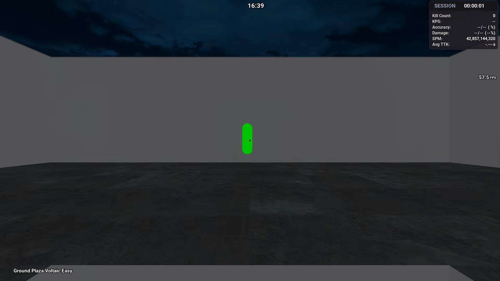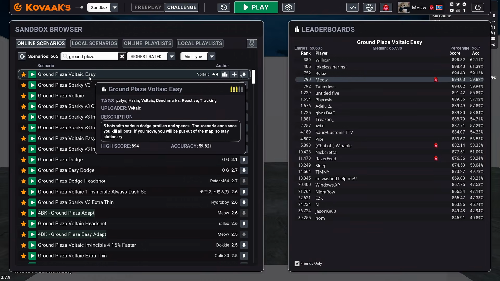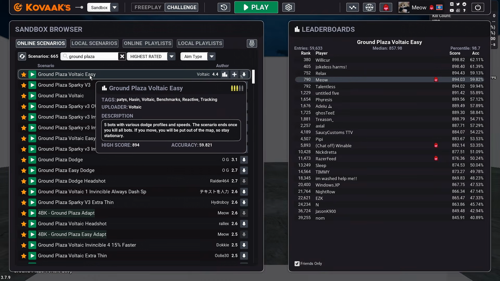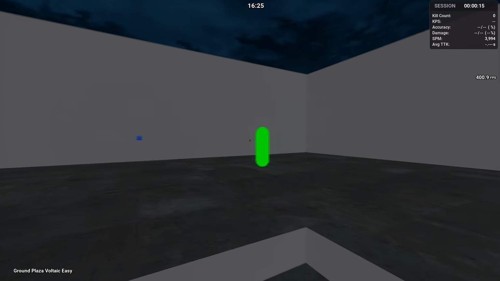Another thing I see is this. Now, you might be a little scared because you see at the top, the scenario is 16 minutes. The scenario is not 60 minutes long. It's essentially the quicker you kill these bots, which are, for example, 5 bots, the quicker the scenario ends. So it's not 60 minutes. It's how long it takes you to kill these 5 bots.